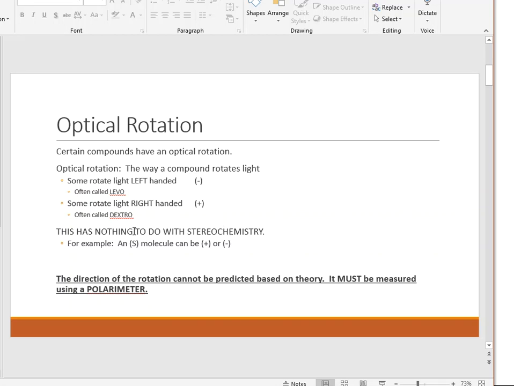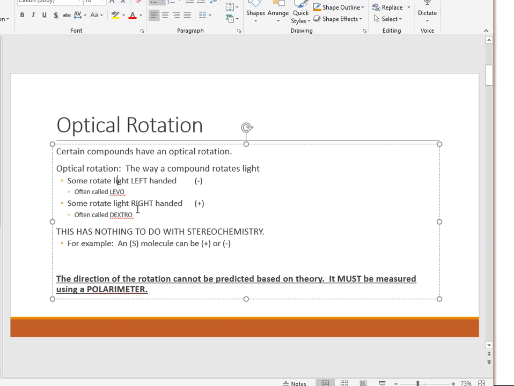So this is where we left off, and we said that if a molecule rotates light left-handed, we give it a negative, and if it rotates light right-handed, we give it a positive. Now, I've got on this slide often called dextro and often called levo, but I don't want you to get confused, so I'm going to leave that off, and we're just going to pretend like that doesn't have a name at all, because I don't want you to confuse that with the dextro and levo for the molecule.